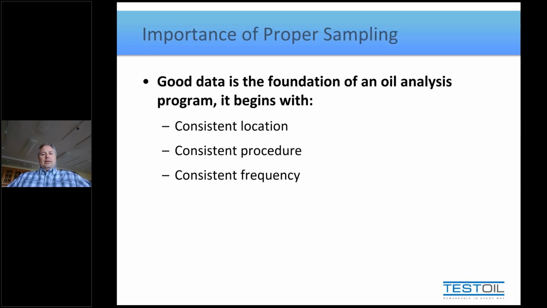So what we need to discuss is why sampling is considered the foundation of the program, because essentially if you don't do this step right, the rest of the program falls apart. So the easiest way to think about how to take a good sample is consistency. We need a consistent location, we need a consistent procedure, and the one thing a lot of people don't seem to pay that much attention to is a consistent frequency. It helps smooth out the data so we can best see the trends if we can maintain all 3 of these consistencies. Essentially, I like to summarize taking an oil sample as all about establishing what is normal.